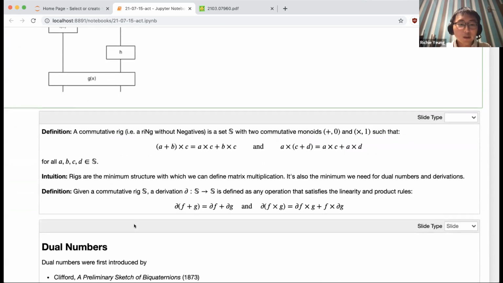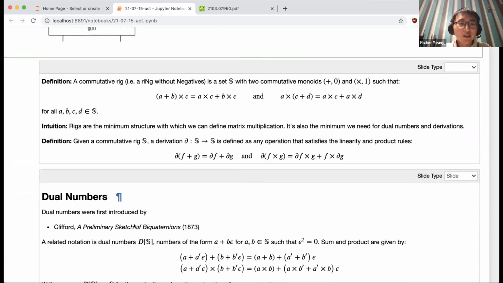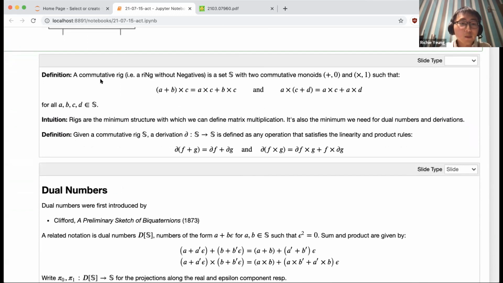Okay, so yep, let's define a few things. Start with commutative rig. A rig is a set S with two commutative monoids, addition and multiplication, such that the multiplication distributes into the addition. And the reason we talk about commutative rigs is that rigs are the minimum structure we need to define matrix multiplication. And it's also the minimum that we need to talk about dual numbers and derivations.